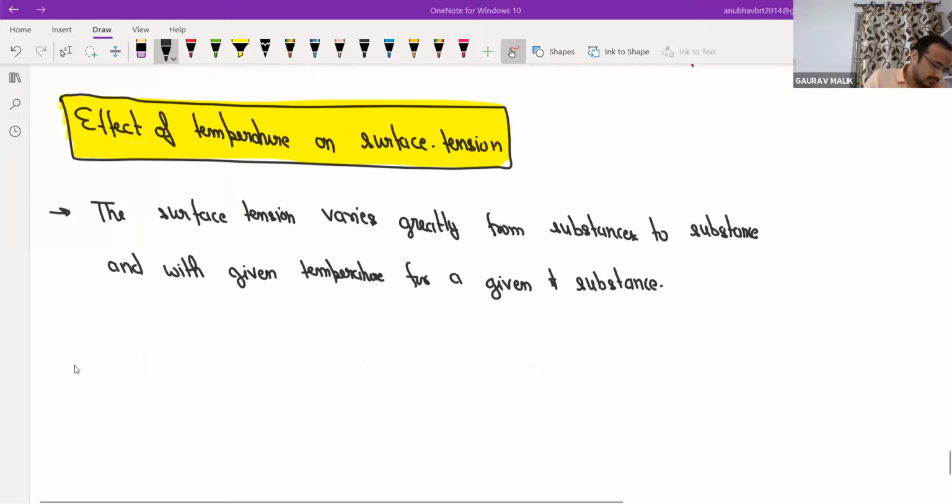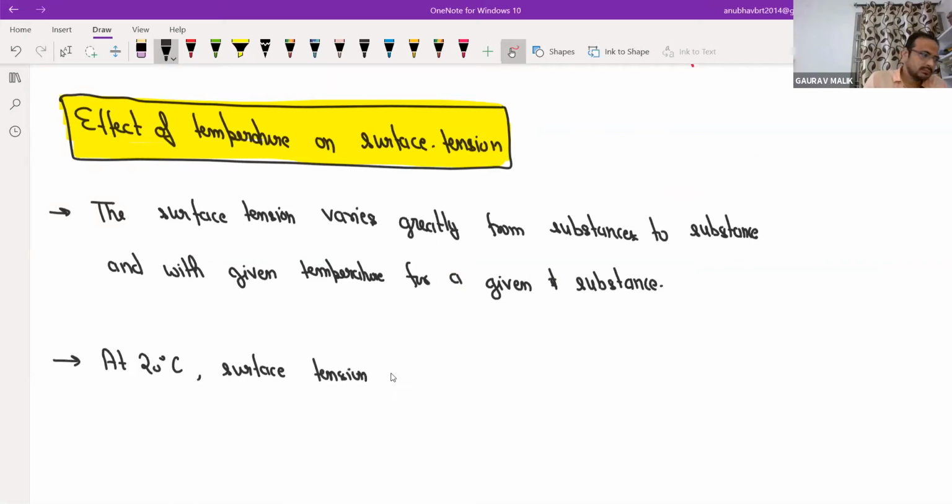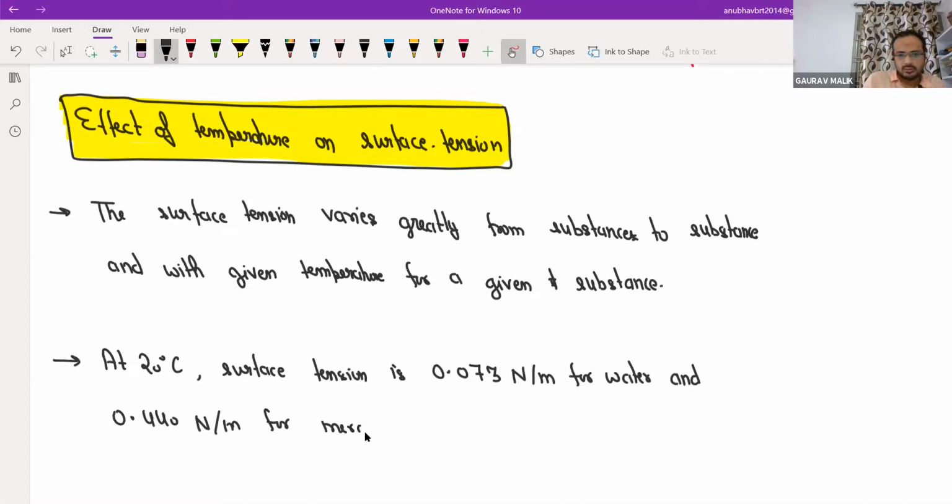Write down next one. At 20 degrees Celsius, the surface tension is 0.073 Newton per meter for water and 0.440 Newton per meter for mercury, surrounded by atmospheric air.